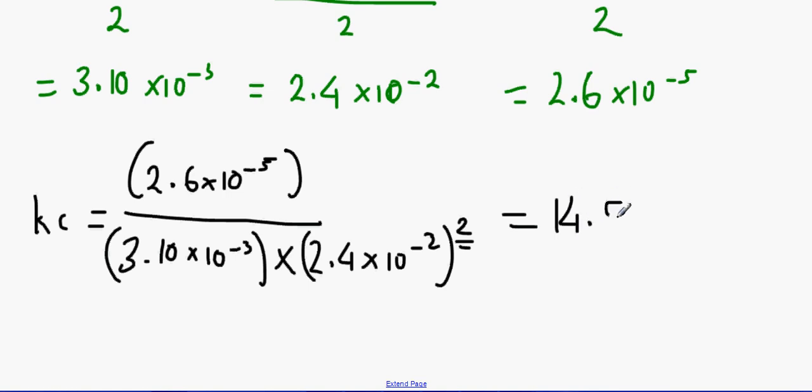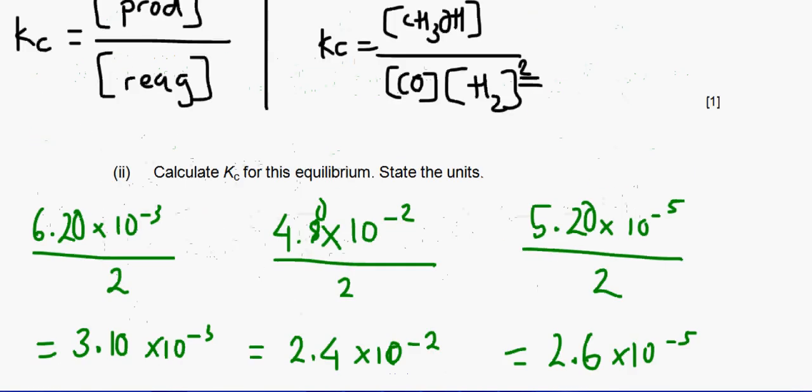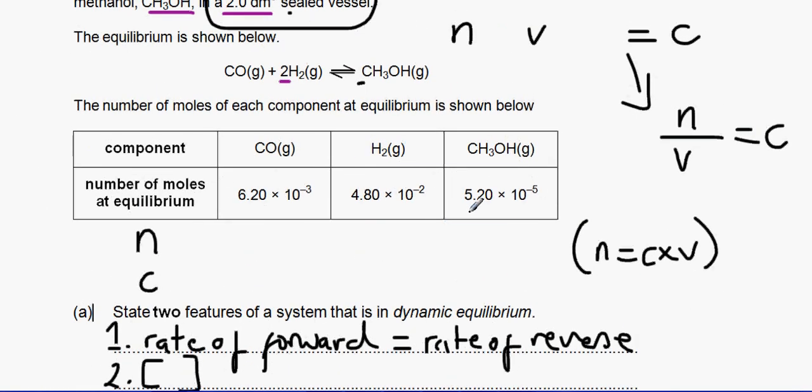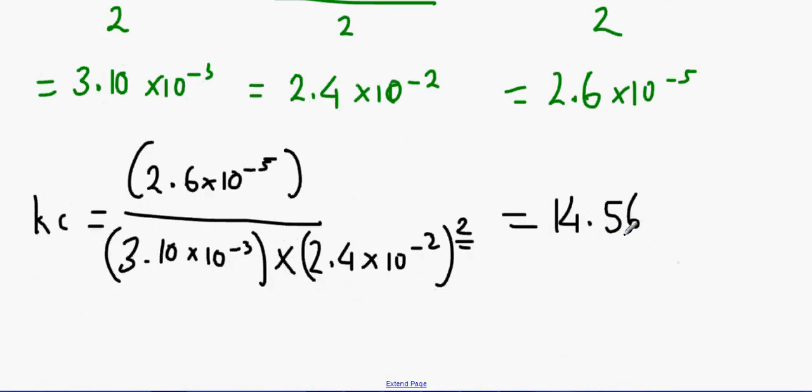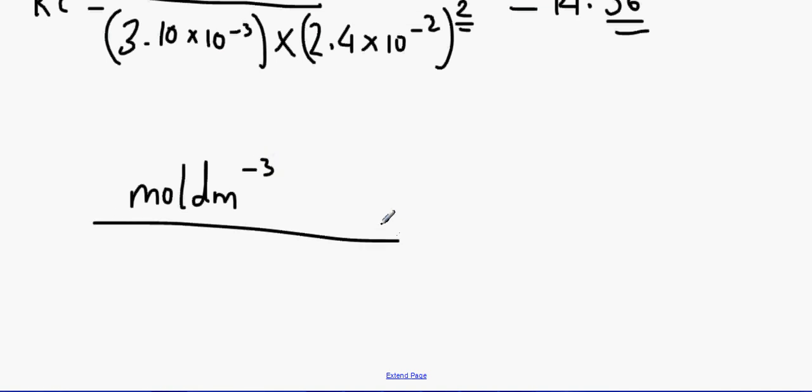14.56. It would be recommended that we leave our answers and everything that we write to the same number of decimal places as the original question. So over here it's 2, 2, 2, so we should have it as 2. Now, to figure out the units, we know that the units for concentration is mole per decimeter cubed. So if we replace these with moles per decimeter cubed times mole per decimeter cubed.